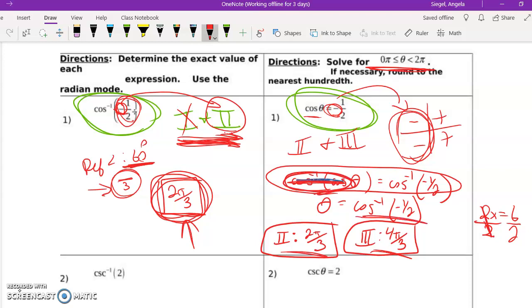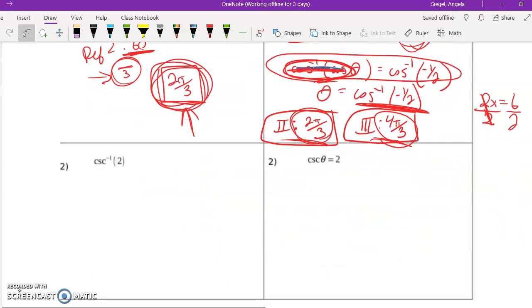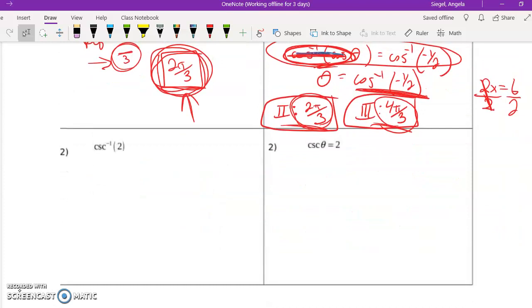Okay, so again, I'm just using my unit circle here. Same thing. So 60-degree reference angle in quadrant 2, or my x value in quadrant 2. That angle is going to be 2 pi over 3, and then in quadrant 3, it's 4 pi over 3. So see if you can remember how to do it for the reciprocal function. I'm going to push pause and see if you can get that one.